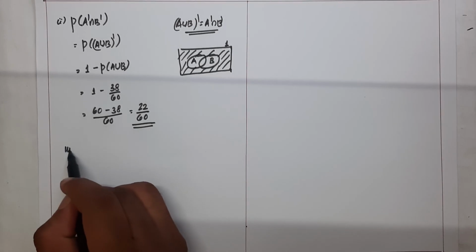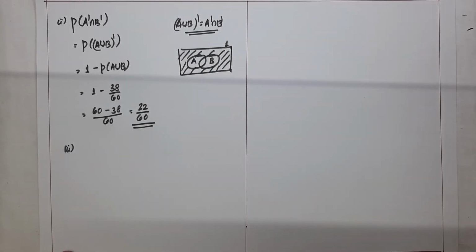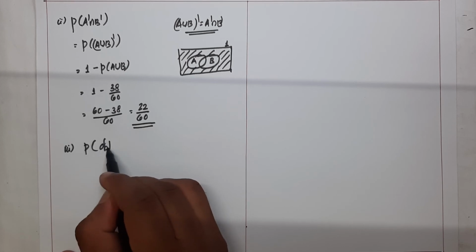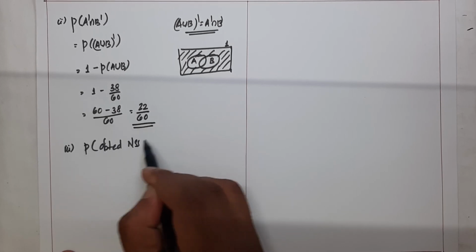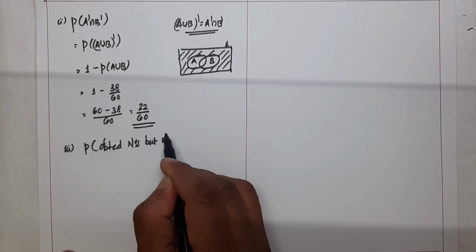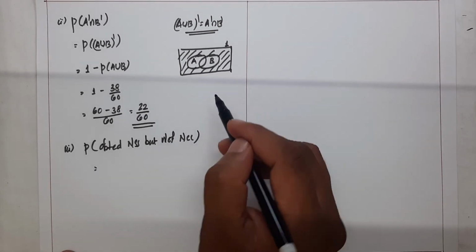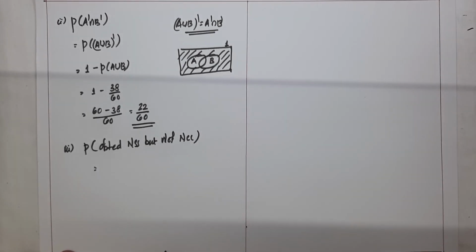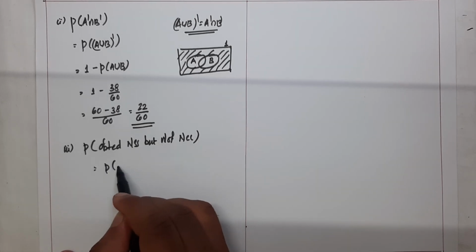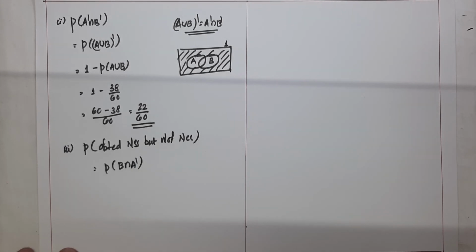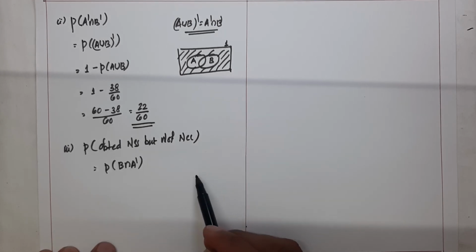Now the third question. Probability that the student opted NSS but not NCC. Here A denotes NCC and B denotes NSS. The student opted NSS, that is B is selected, but A is not selected. That means we find P of B intersection A complement. How do we find the probability of B intersection A complement?